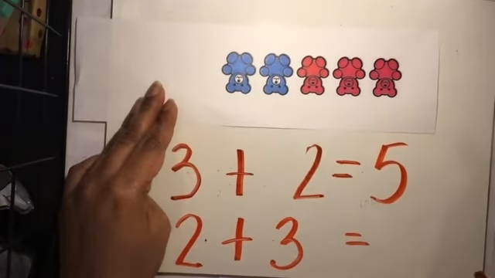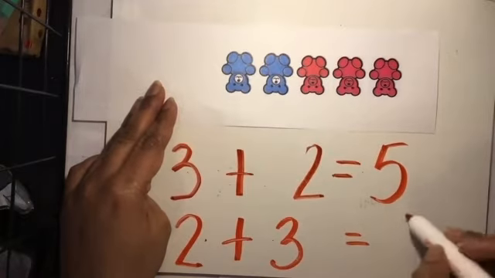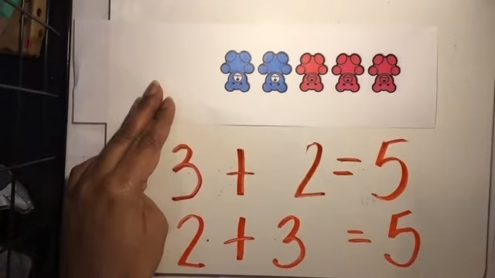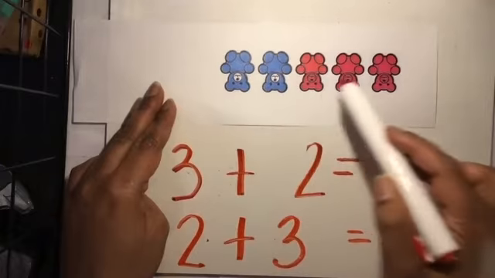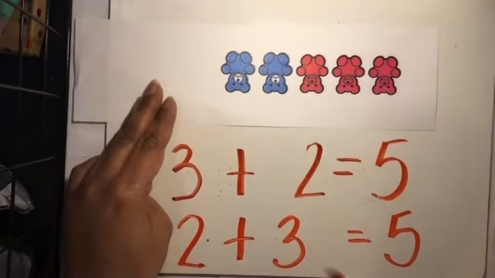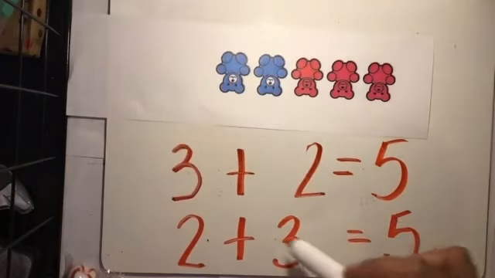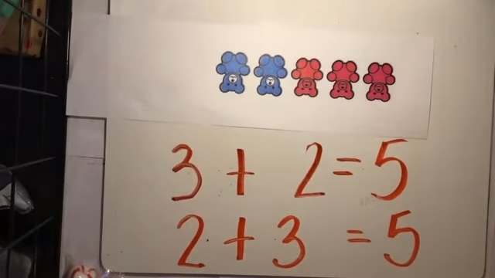How many do I have? I still have the sum of 5. 1, 2, 3, 4, 5. So it does not matter the order of the addends when we add, as long as we are joining together.